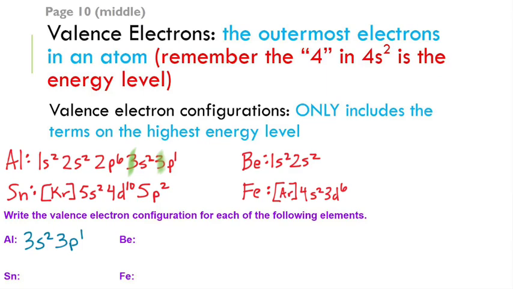For beryllium, the highest energy level that we get to is the second energy level. And there's only one term there in that second energy level, so that's all that we bring down, 2s2. That's it.